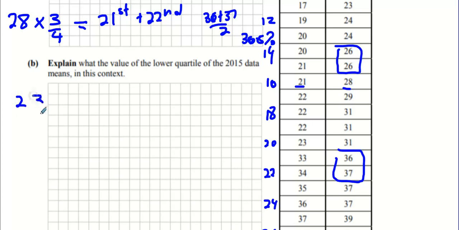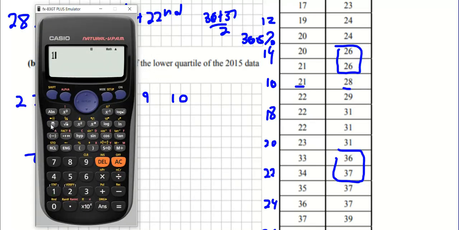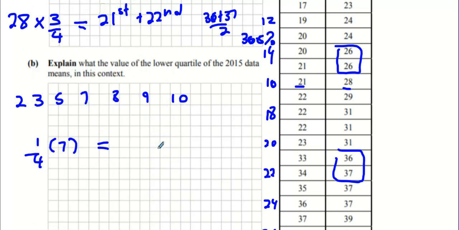Let's go 2, 3, 5, 7, 8, 9, 10. All right, how many numbers do we have there? We have 7 numbers. So a lower quartile is basically I get a quarter of the total number of numbers, which is 7. A quarter of 7 is 1.75. Because it came out as a decimal, I have to round upwards to 2.